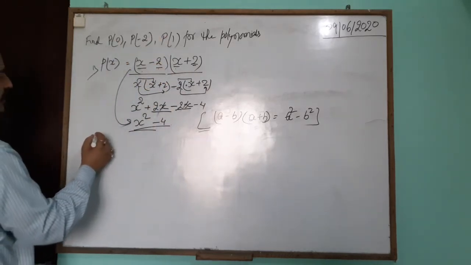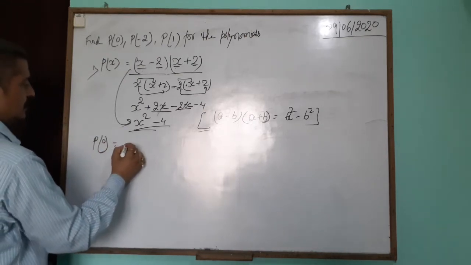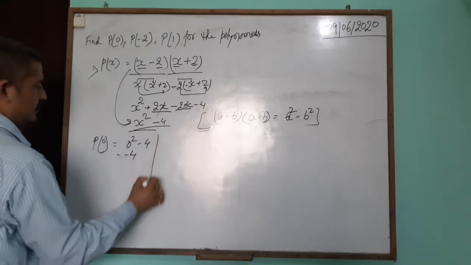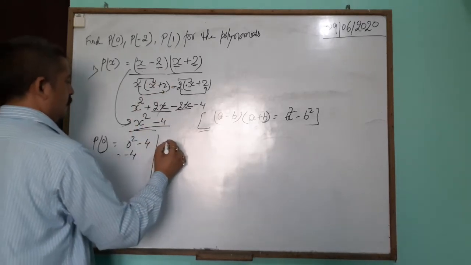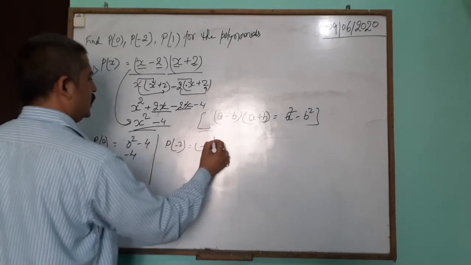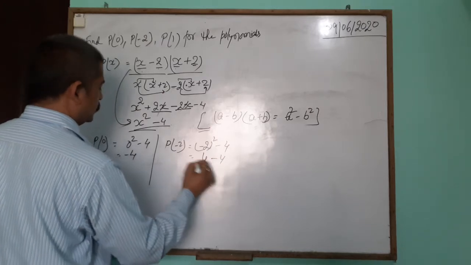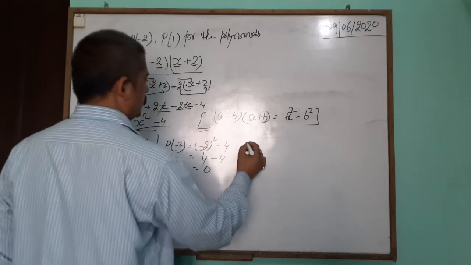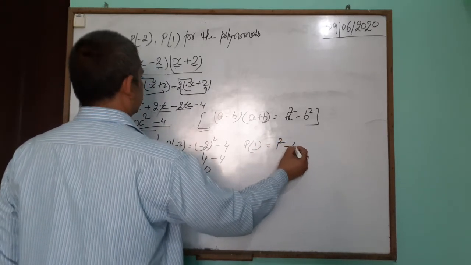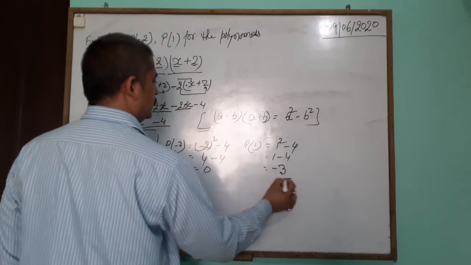Then one by one we put in the values. So p at 0: 0 square minus 4 equals minus 4. Now put p at minus 2: minus 2 whole square minus 4, so 4 minus 4 equals 0. Now put p at 1: 1 square minus 4, so 1 minus 4 equals minus 3.